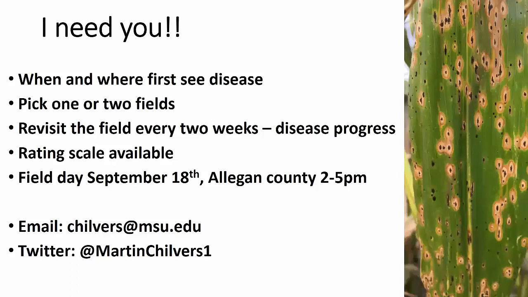So just writing down an estimate of the number of plants infected would be helpful, like how many out of 100, and where the disease is at on the plant. Is it lower canopy, mid or upper? That would be very helpful, and just some sort of estimate of severity, and I can certainly provide some disease rating scales if you would like that.